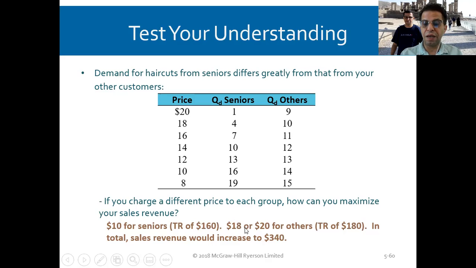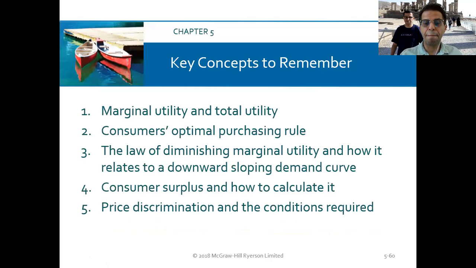On the other hand, for the others, if you do it at 18 or 20, your total revenue is $180. So you stop there at 18 or 20, and then you add them together and you get $340. Any other combination will not generate $340. And that's how you do price discrimination.